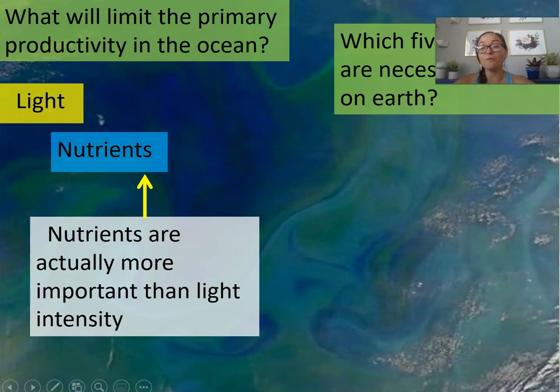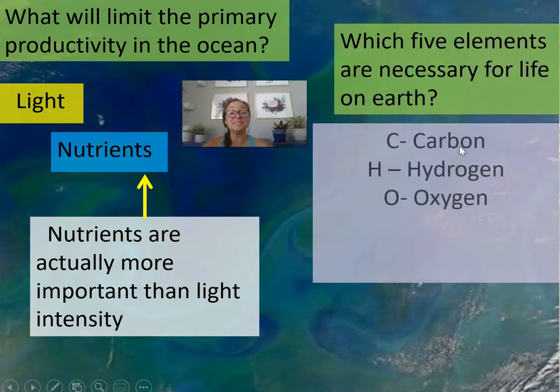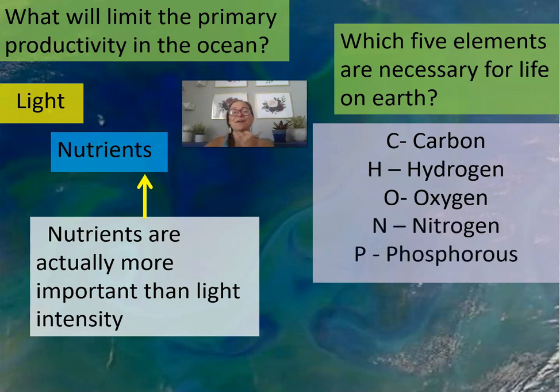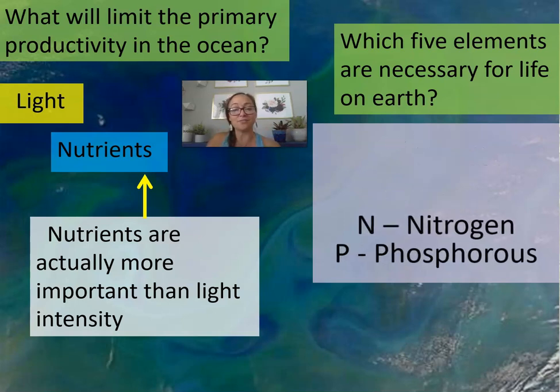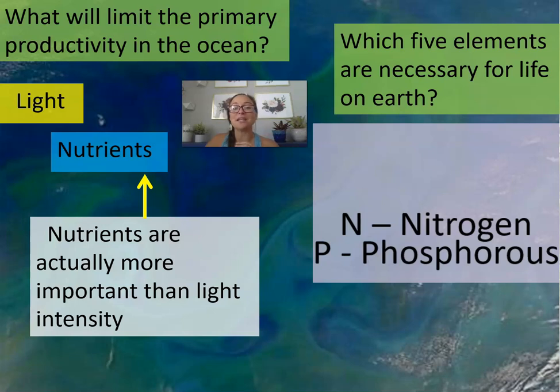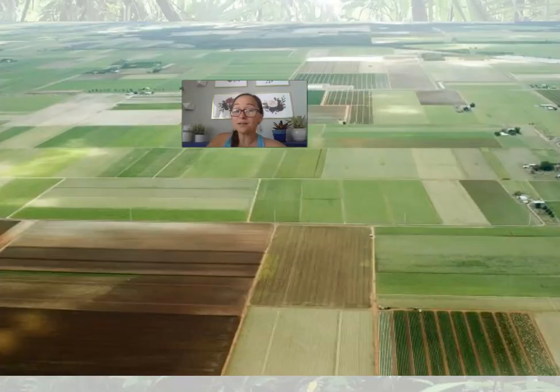So when we think about which 5 elements are necessary for life on Earth, that's where we get our CHO from carbon dioxide and water, as well as our nitrogen and our phosphorus. So our plants and our crops will take nitrogen and phosphorus from the soil, but in the ocean, there is no soil, right? So nitrogen and phosphorus are actually the limiting factors in the ocean that makes primary productivity possible.